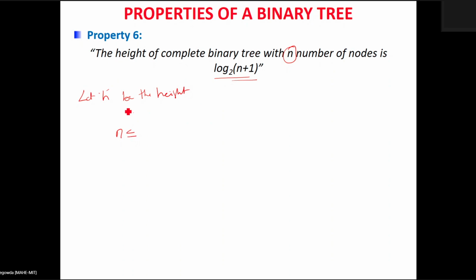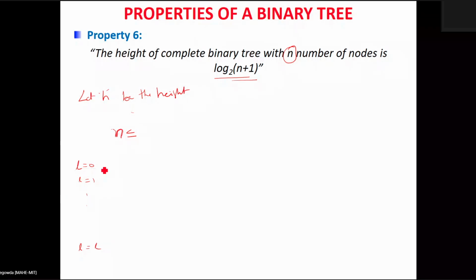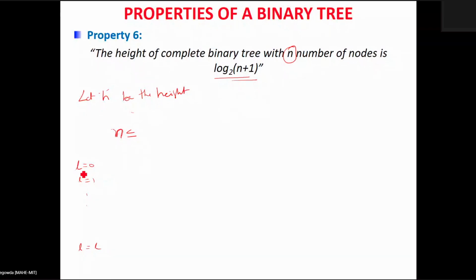How do you calculate the total number of nodes in a binary tree? I can calculate the total number of nodes in a given binary tree by summing the number of nodes present at each level. Let us assume that my binary tree has level 0, level 1 and so on, up to L levels. In the previous property, we proved that the number of nodes at level L is 2 power of L.